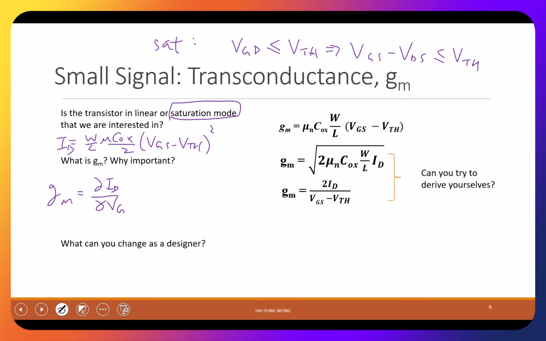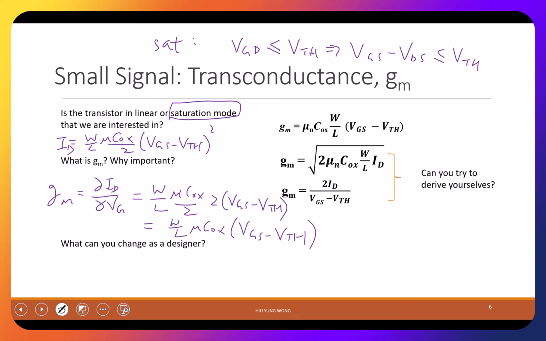Then you differentiate ID with respect to VG, right? How do you do the differentiation? The only variable is VGS, right? So I just need to pull out W over L, mu Cox. This is a constant, I keep it. And then the square gives a 2, and then VGS minus VTH. That gives me W over L, mu Cox, VGS minus VTH. Again, this clearly shows that if I change my VG, I actually have a different gm. So real biasing is very important.